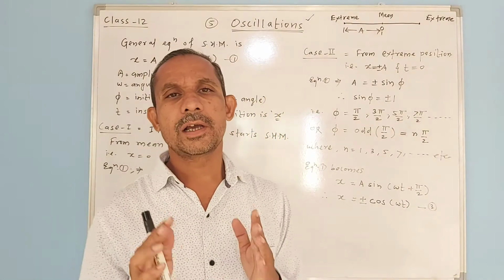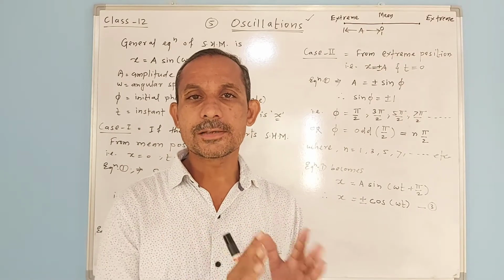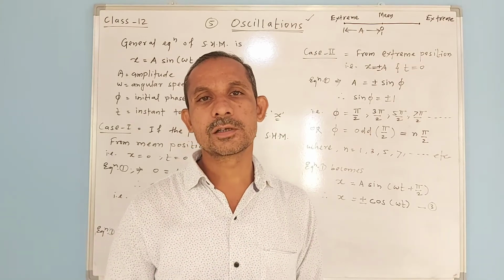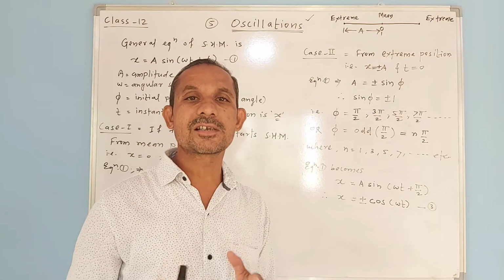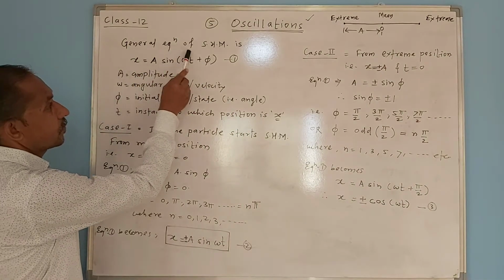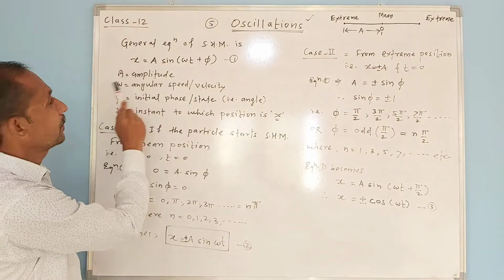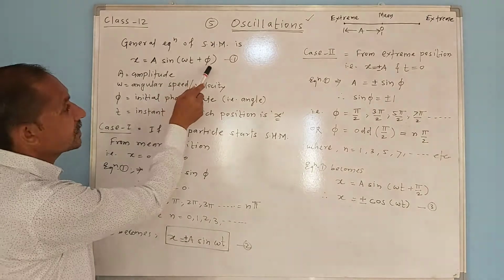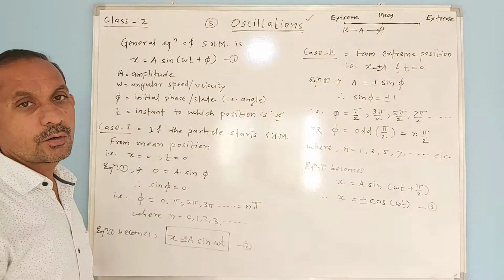Last time we have derived the general relation for the displacement of the particle which is performing simple harmonic motion. The general equation of simple harmonic motion is x, where x means displacement, equal to a sine of omega t plus phi. Consider this equation as equation number 1.